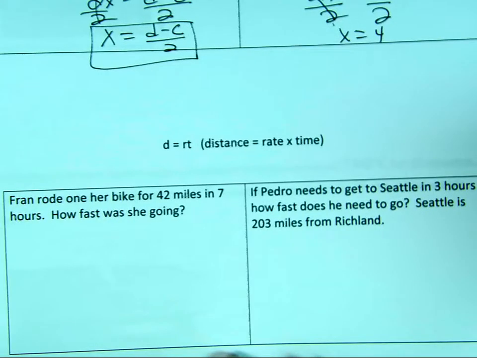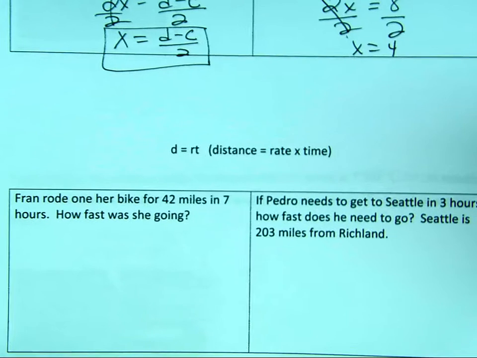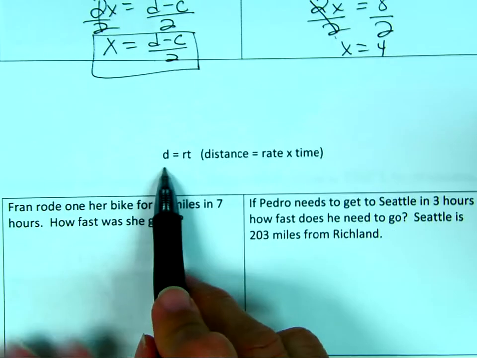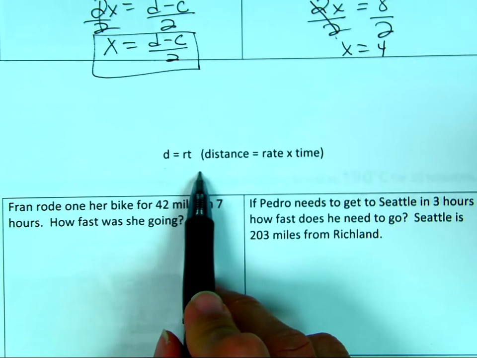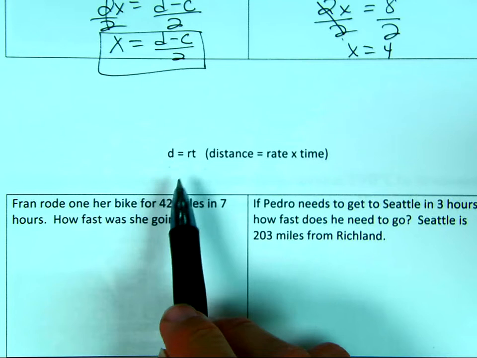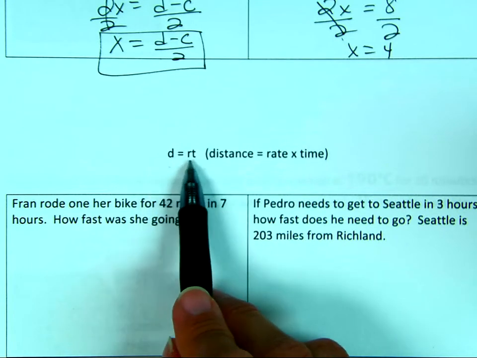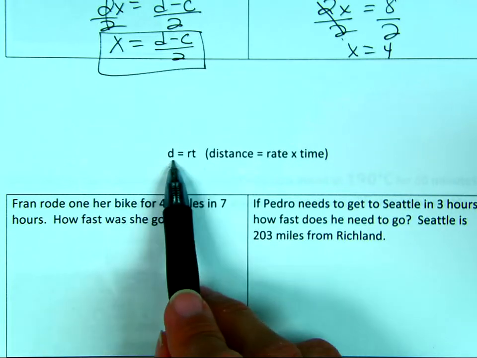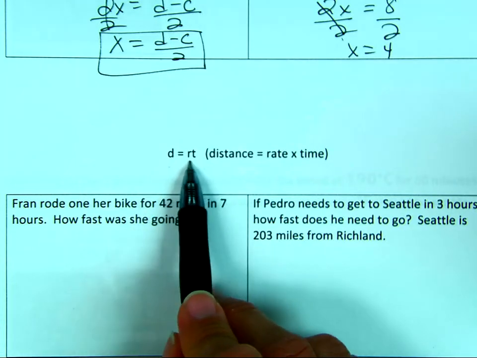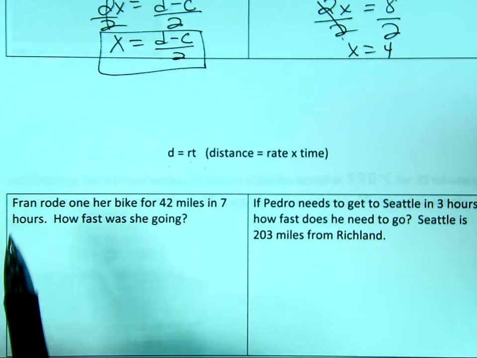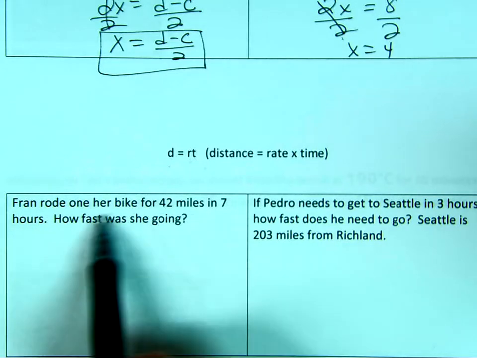So one of the things you'll do is use formulas. This formula right here, distance equals rate times time, is an important formula. I use it a lot in math. It helps us find distance if we know the rate and time. It helps us find rate if we know the distance and time. And it helps us find time if we know the distance and the rate. So it's always important to know which one is which.